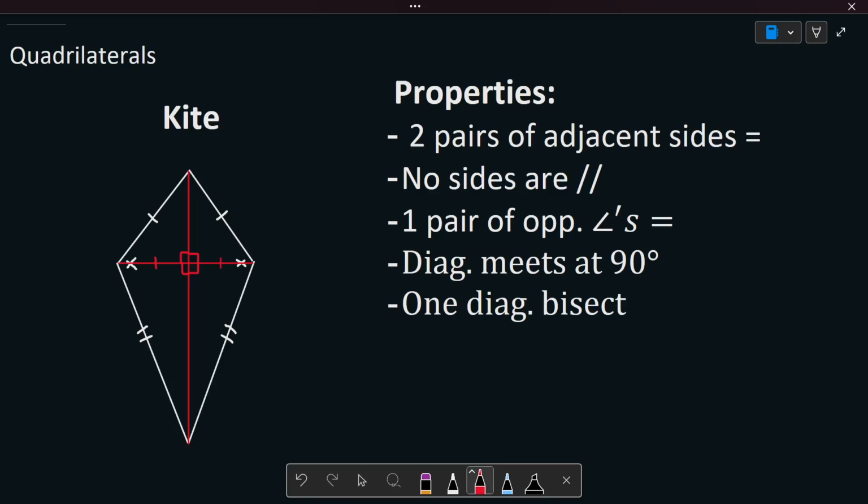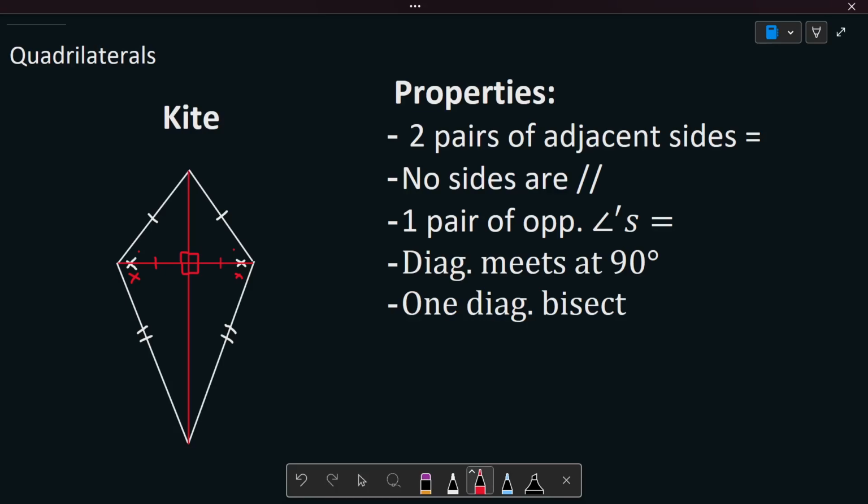And something cool that you can see from this, you don't have to write it down as a property, but it's also cool to know: because we have these sides over here, this whole shape is just an isosceles triangle. So this angle here is the same as this angle over here, and we also have another isosceles triangle, but it's upside down. Therefore, this angle here is equal to that angle over there. That's just some cool information to know as well.